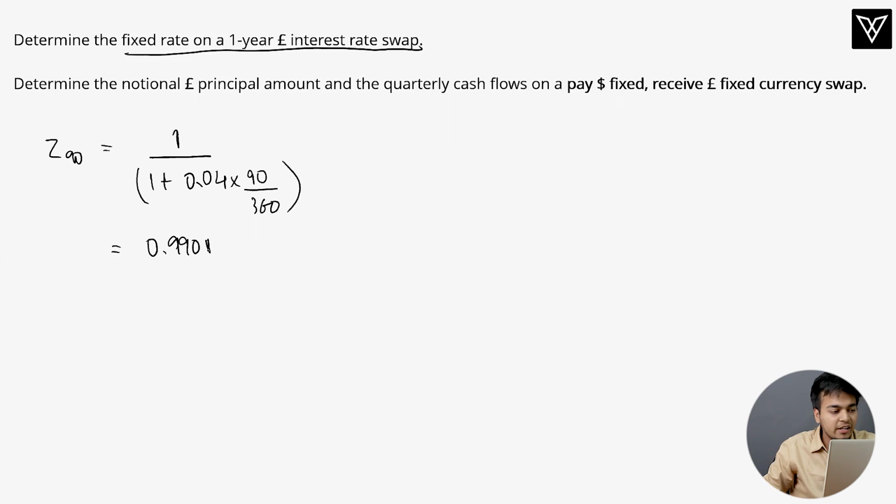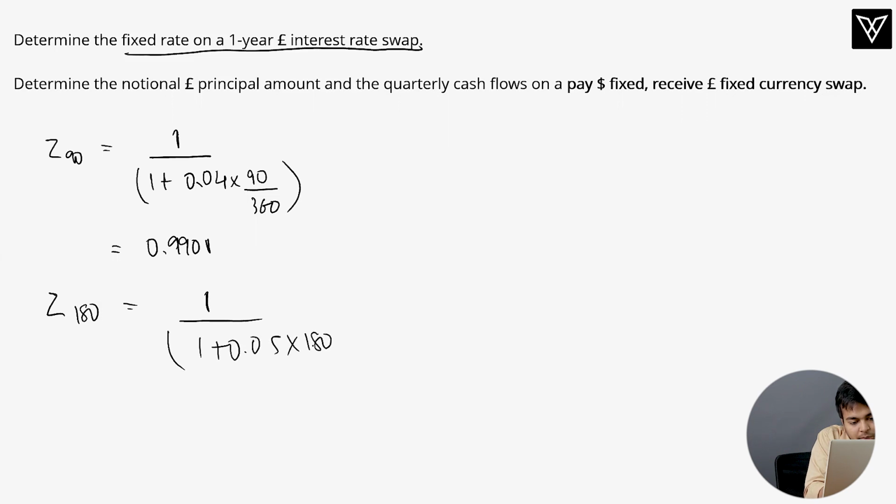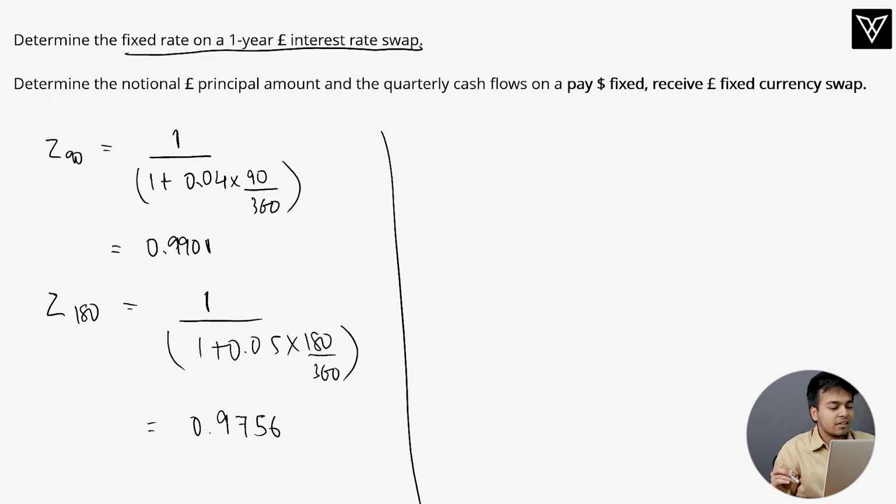Then we have it for 180 days. Z for 180 days would be 1 upon 1 plus 5% into 180 by 360, that is 1 upon 1 plus 0.05 divided by 2, which gives 0.9756. Likewise, we need to calculate the Zs for 270 and 360 days as well.